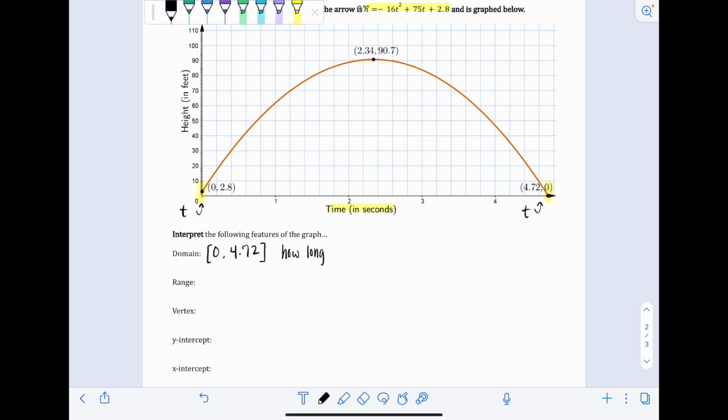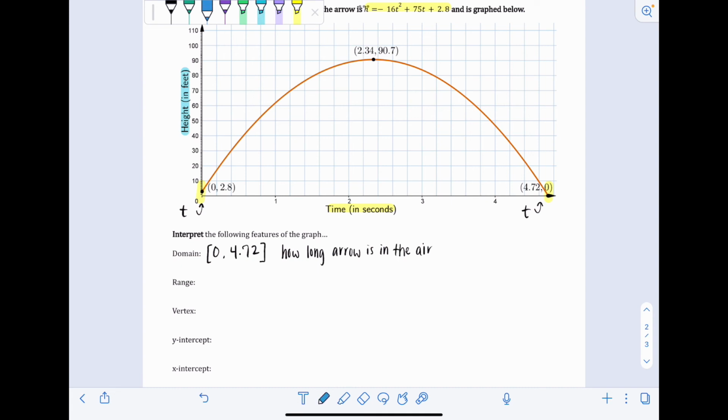So we can say how long the arrow is in the air. And then for range, in this case, well, in all cases, it's the output, but in this case, the output is the height. So what is the range of our height?